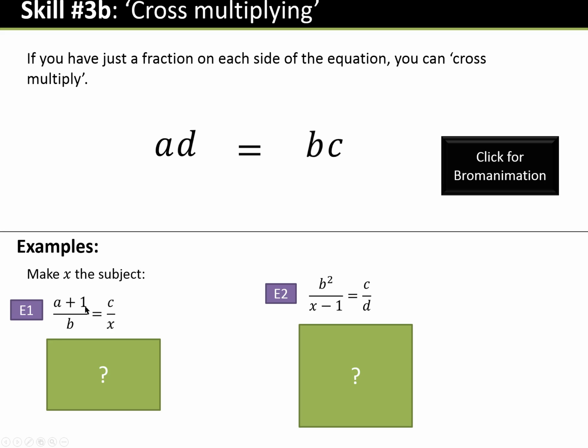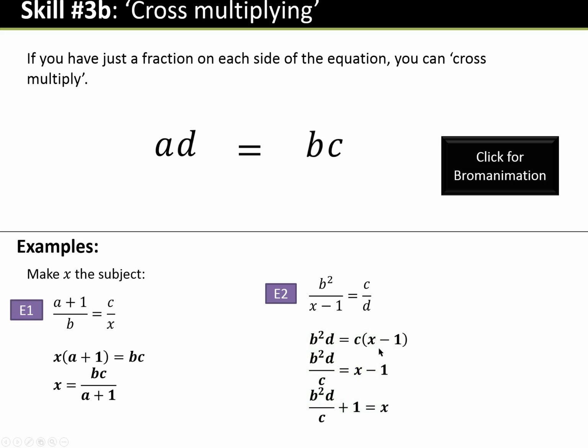So x would go over here, x multiplied by a plus 1, close bracket, and the b would go over there, bc, right? X goes over here, becomes bc, and then you divide both sides by a plus 1, so the a plus 1 goes to the bottom here. And over here as well, you cross multiply, the x minus 1 goes over there, multiplies with the c, the d multiplies with the b squared, and the rest is pretty simple. We want x by itself, divide both sides by c to get rid of it. You have x minus 1, add 1 to both sides, obviously, and you get that.